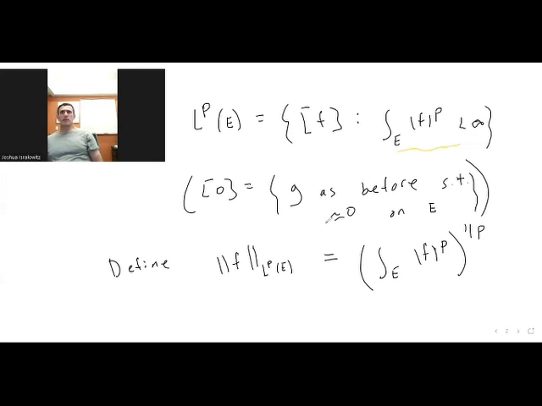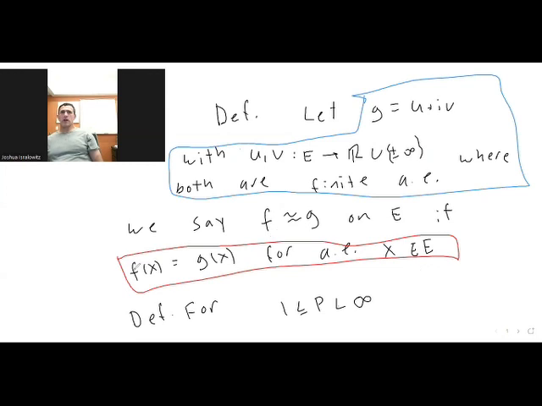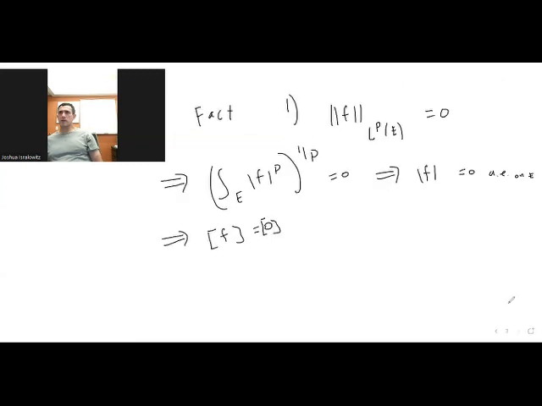This class is the set of all G, where G is equivalent to 0 on E, and that means, well, stick a 0 here, G of x equals 0 for almost every x. So yeah, this actually is equivalent to f equals 0 in LP. Okay, so that's the first property of a norm we need. No issue there.